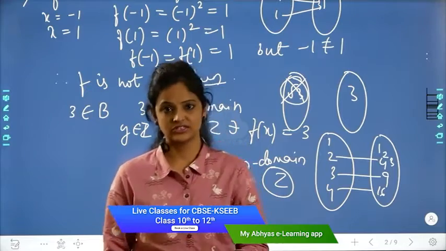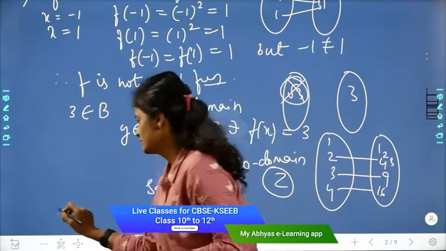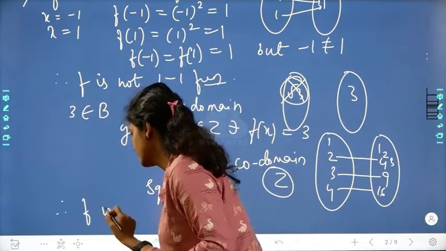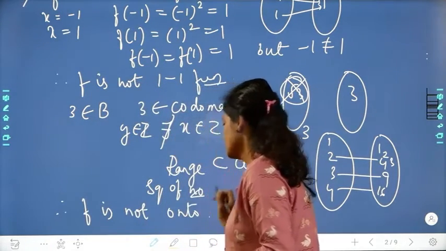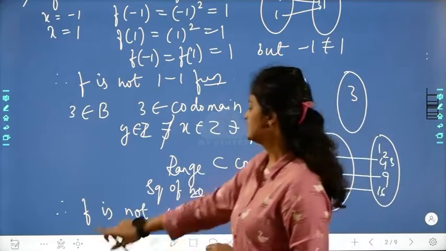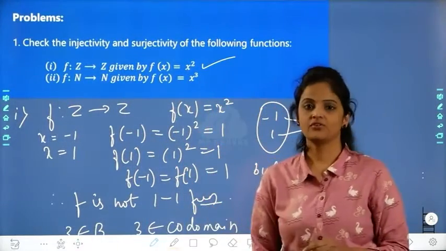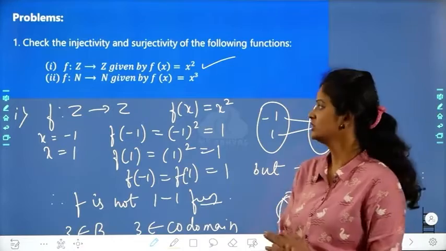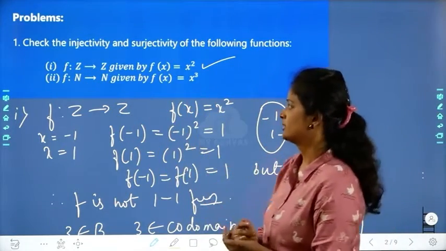f is not surjective. f is not injective and f is not surjective. Therefore, f is not an onto function. Understood? This is for the first one. This is done now. f of x is equal to x square I have taken, for that Z to Z is there. That is done. So what about the second one?